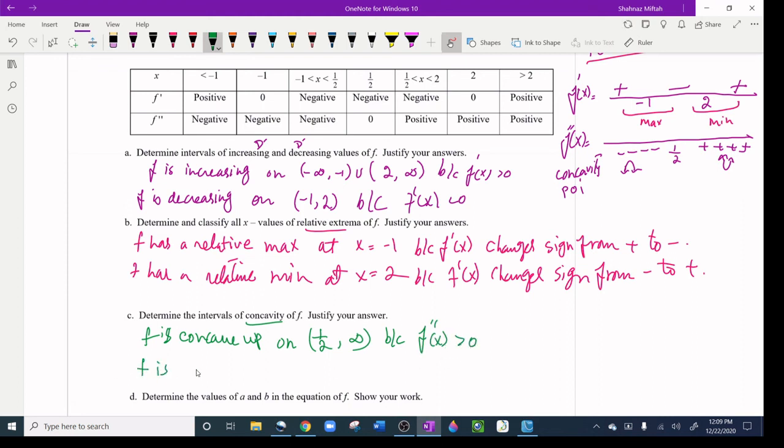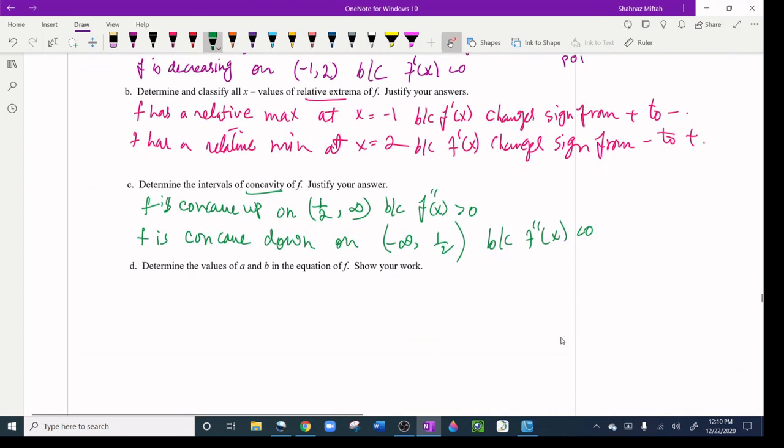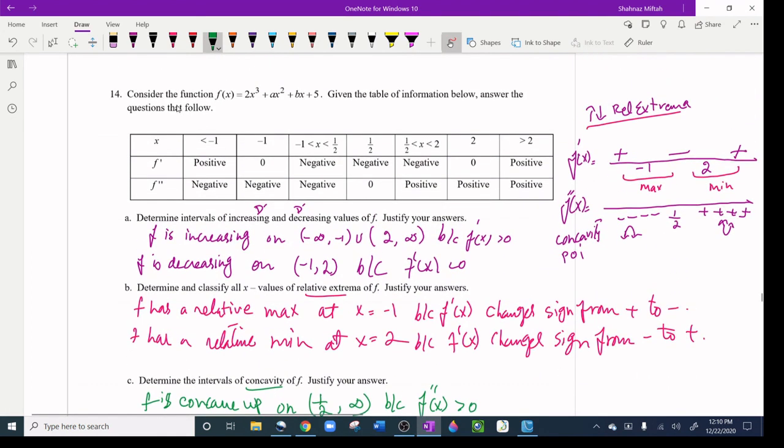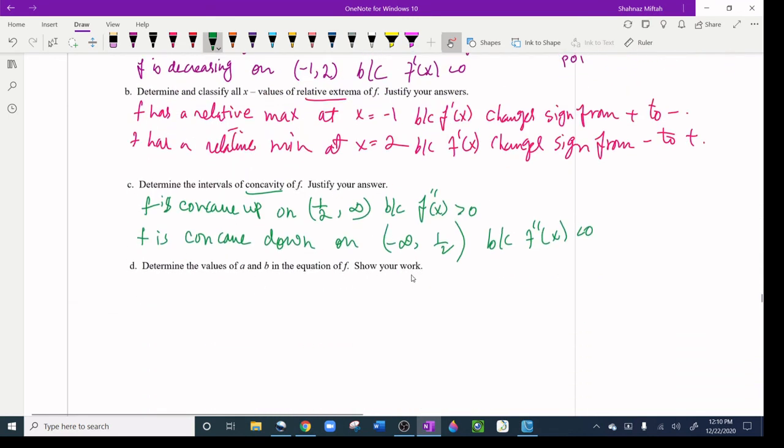And I can say f is concave down on negative infinity to half, right there, because f double prime x is less than 0. Now they said determine the values of a and b in the equation of f, and show your work. So they said find the equation of f, show your work.